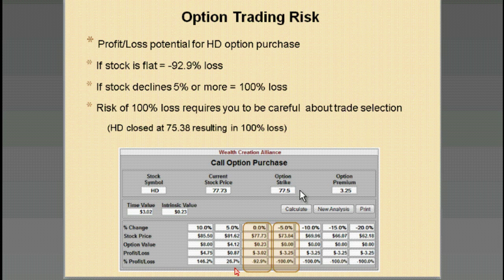If it's up 5%, of course, you have a pretty good return because options are leveraged. So you're always faced with this whenever you purchase a call option: you could have a 100% return. And as it turned out, at August option expirations, Home Depot closed at 75. So this would have been a 100% loss if you had purchased the call option a couple months prior.